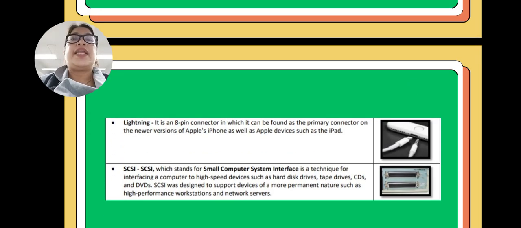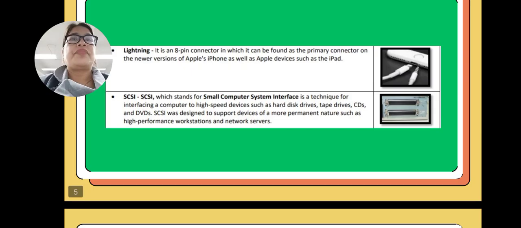Next is Lightning. It is an 8-pin connector found as the primary connector of the newer versions of the Apple iPhone as well as Apple devices such as the iPad. Next is SCSI, the Small Computer Systems Interface, a technique for interfacing a computer to high-speed devices such as hard drives, tape drives, CDs, and DVDs. SCSI was designed to support devices of a more permanent nature, such as high-performance workstations and network servers.